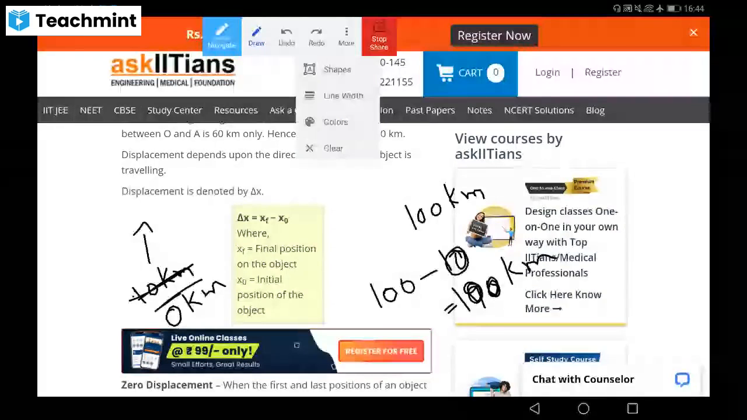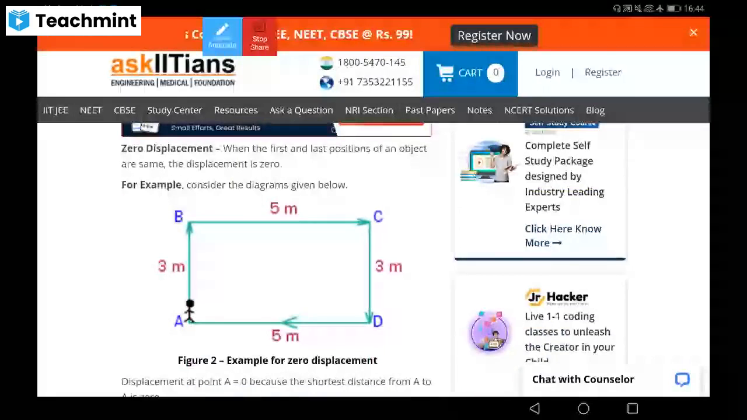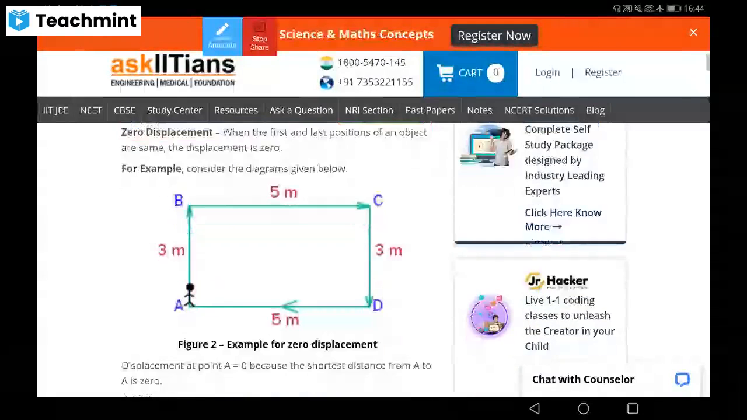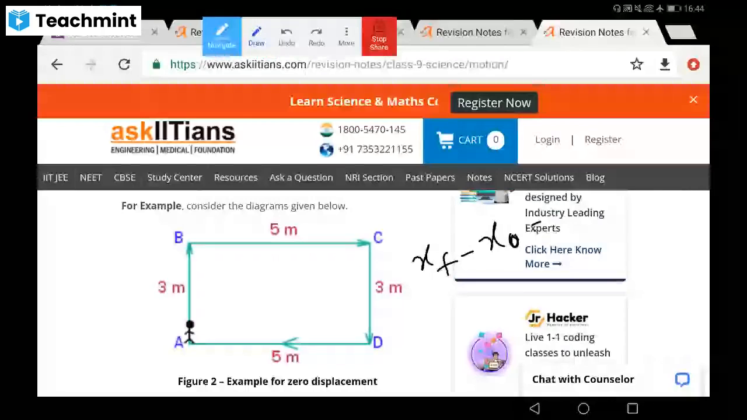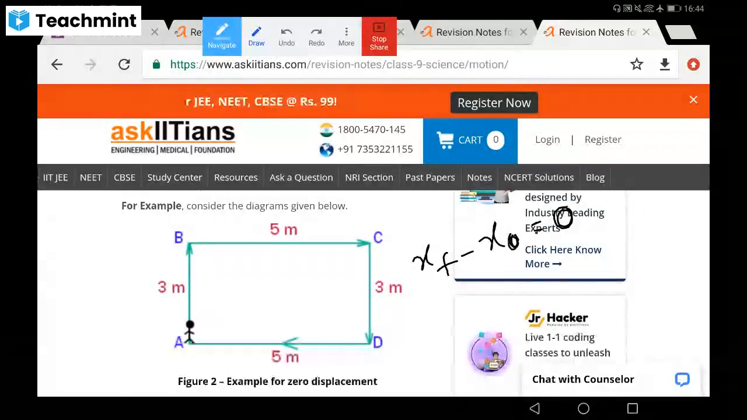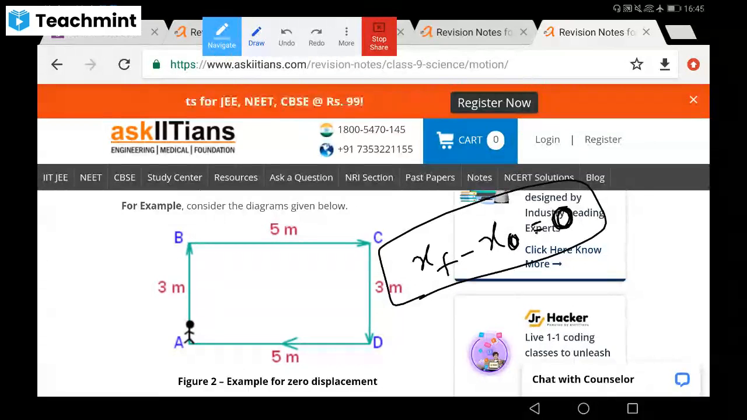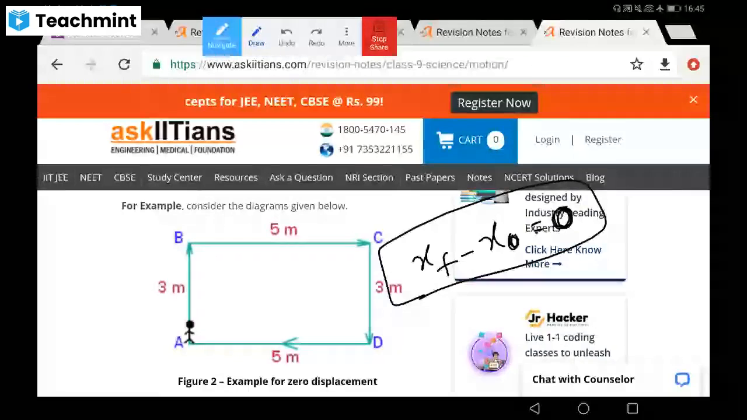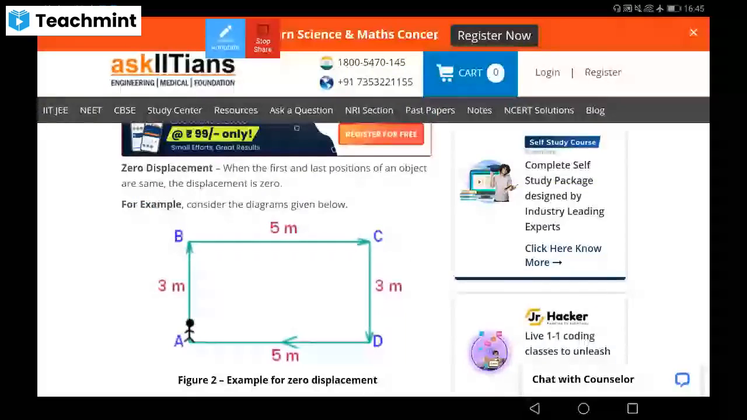Okay, now what is this zero displacement? Zero displacement means if we have this value, that is xf minus xo is equal to 0, then we can say it is zero displacement. That means if the starting point and the end point are same, then both will cancel out, it will be 0. So there is no change in position. When the first and the last point of the object are same, the displacement is 0.